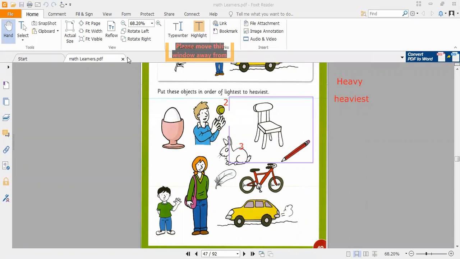Okay, Abdurrahman, yes. Tell us what is the lightest here. Sorry, we cannot hear you. Pencil. Pencil is number one. Okay, number two. Chair or rabbit? Rabbit. Right here, rabbit. And the third one is chair. So write on chair, three. Good, well done.